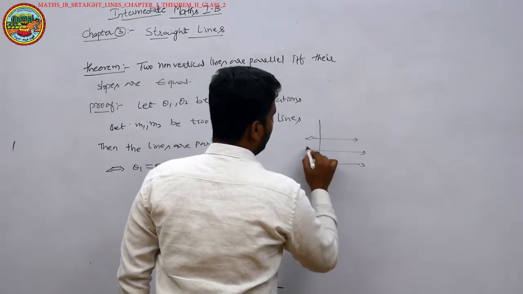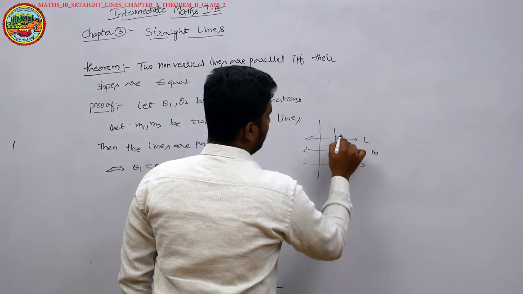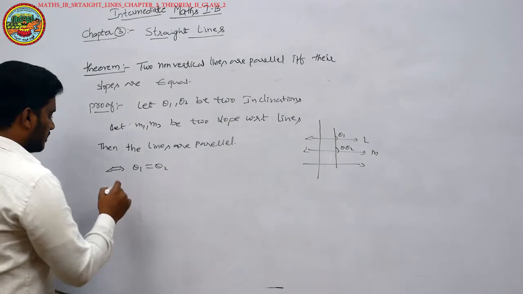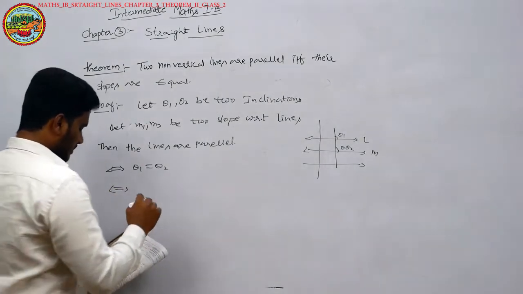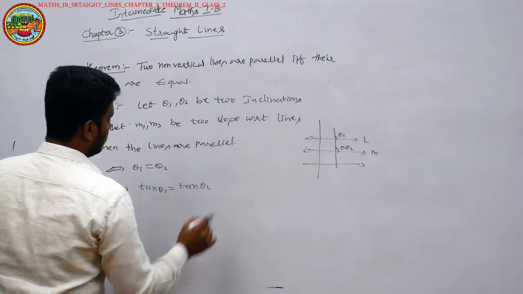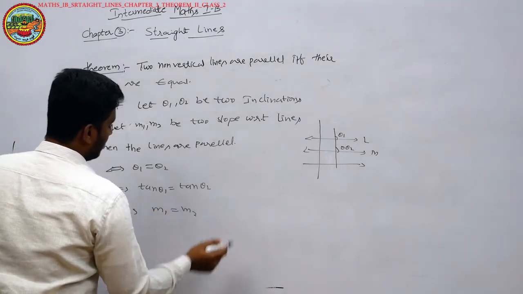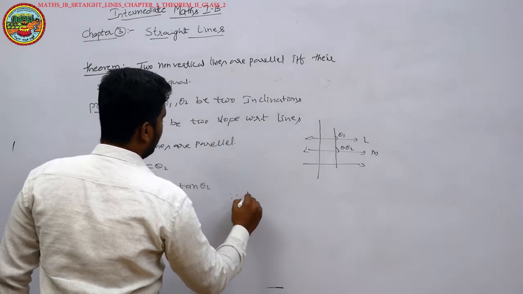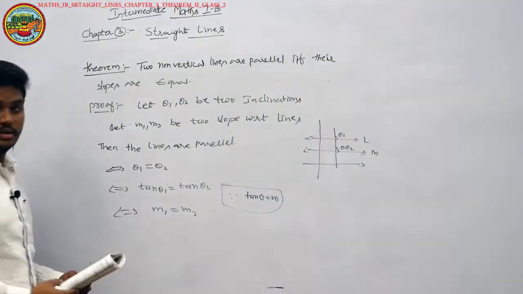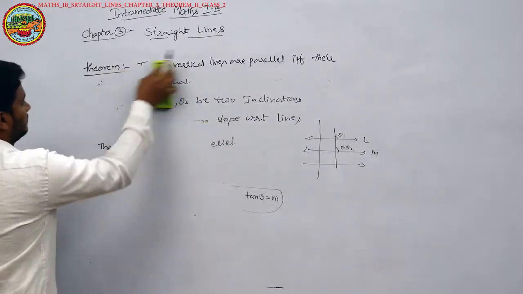Okay, here are L, M, which make an angle theta. Here theta 1 and theta 2 are equal. So theta 1 and theta 2 are equal, implies tan theta 1 is equal to tan theta 2, which implies m1 is equal to m2, since the slope of the line, tan theta, is equal to m. Okay, next theorem.